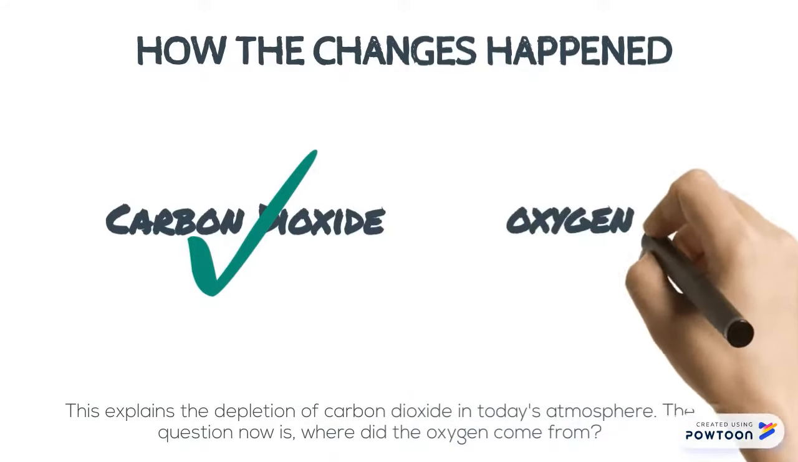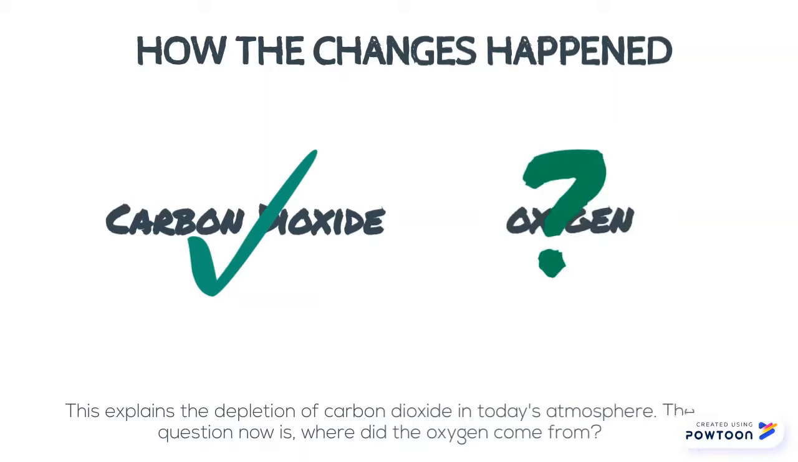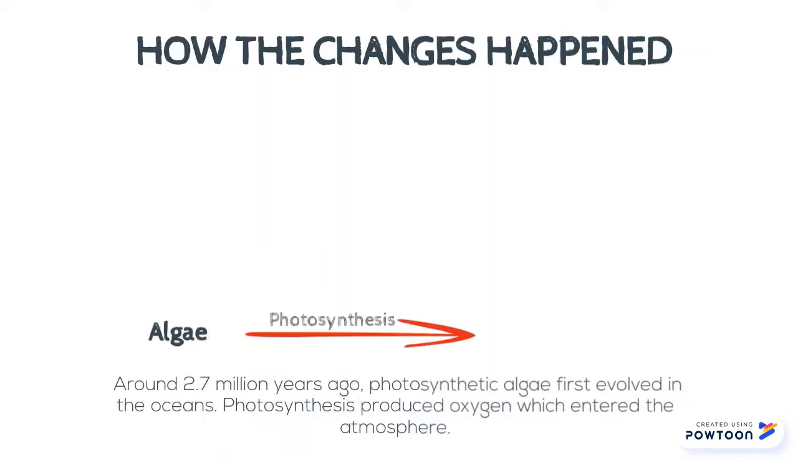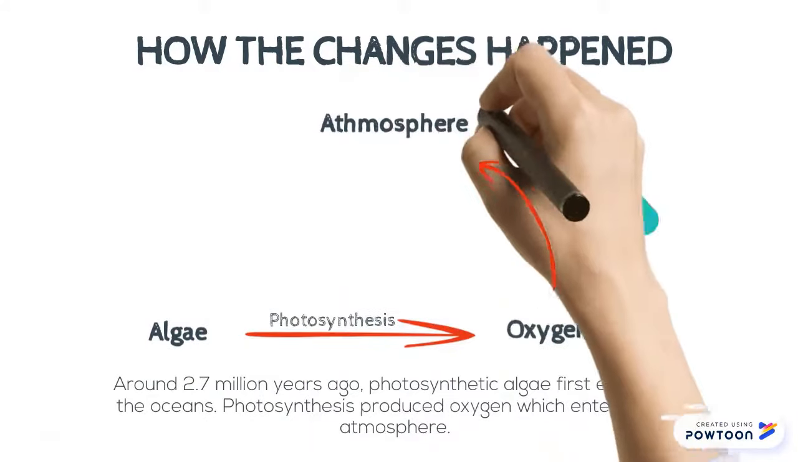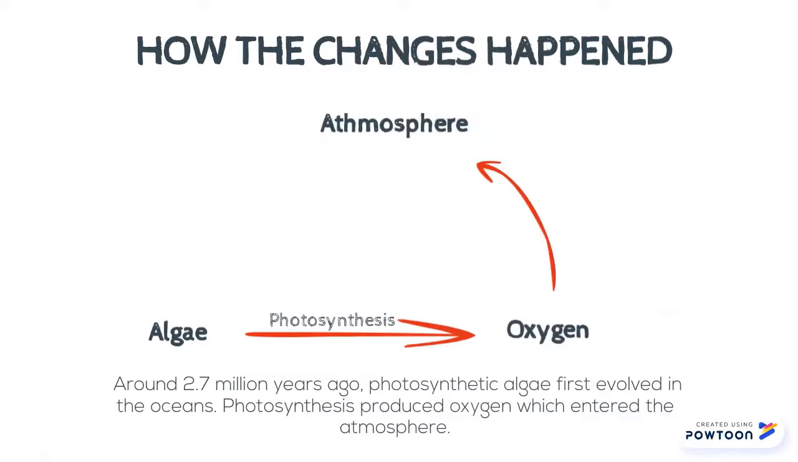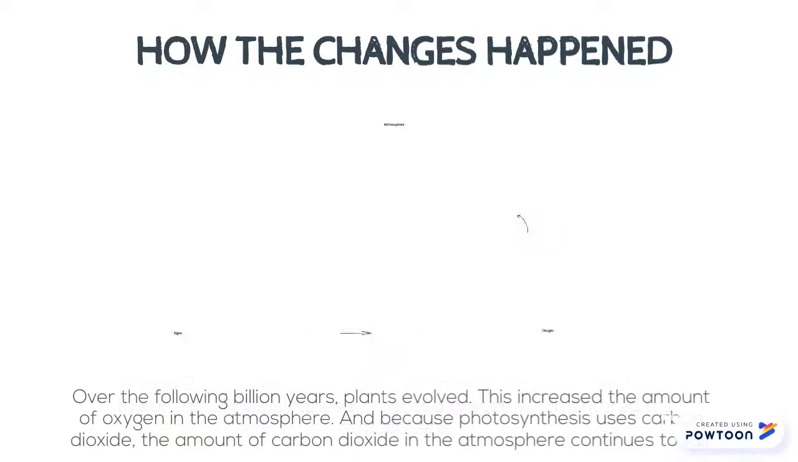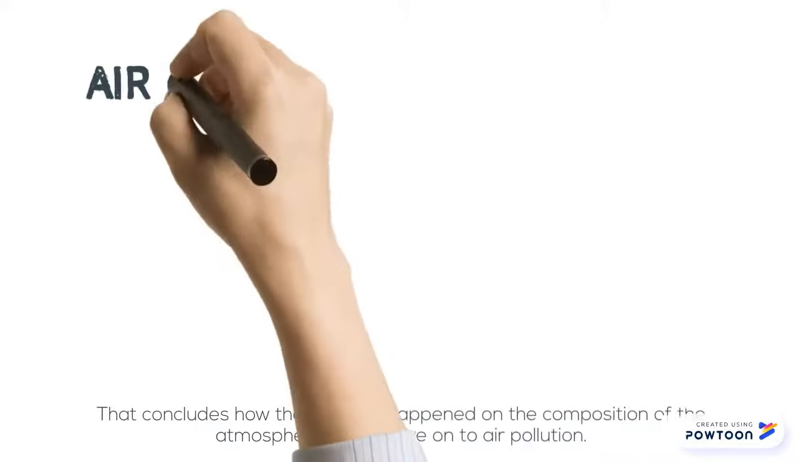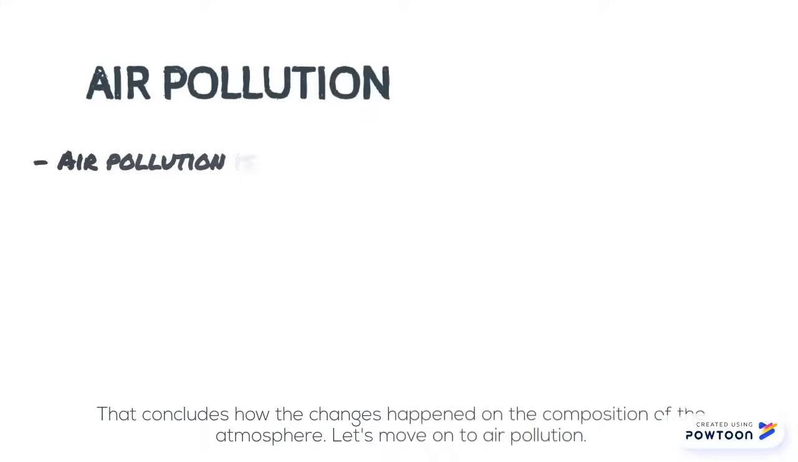The question now is, where did the oxygen come from? Around 2.7 billion years ago, photosynthetic algae first evolved in the oceans. Photosynthesis produced oxygen which entered the atmosphere. Over the following billion years, plants evolved. This increased the amount of oxygen in the atmosphere, and because photosynthesis uses carbon dioxide, the amount of carbon dioxide in the atmosphere continued to fall. That concludes how the changes happened in the composition of the atmosphere.